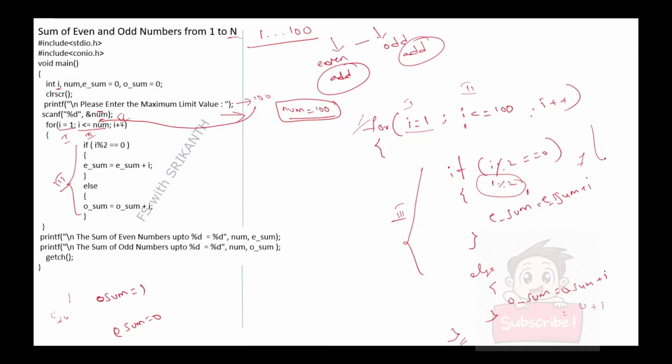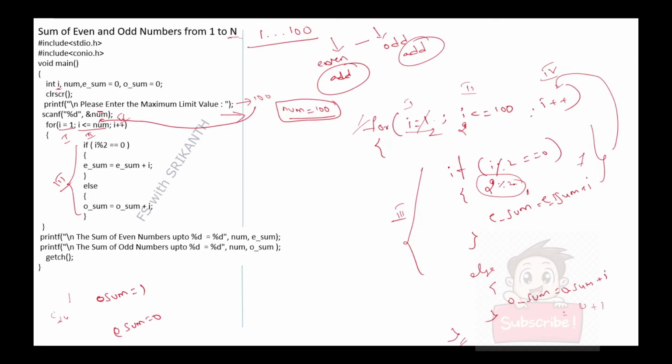After evaluating all this, control moves to the fourth part, which increases the value. The i value will now be 2. Again it checks the condition: i value 2 is less than or equal to 100, so the condition is true. It moves to the third block, the body of the loop, and again 2 modulo 2.